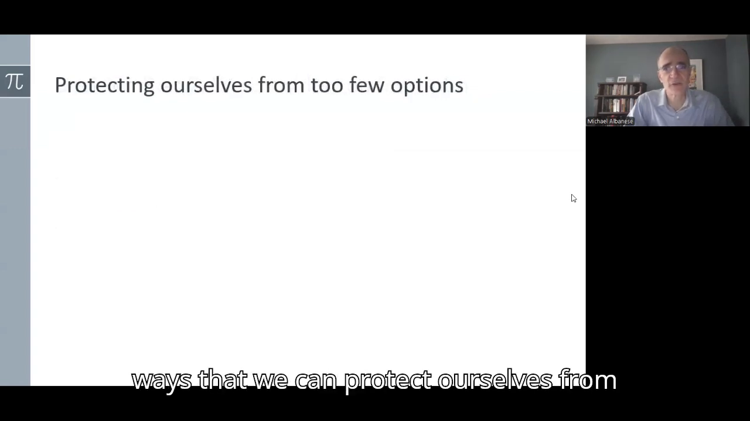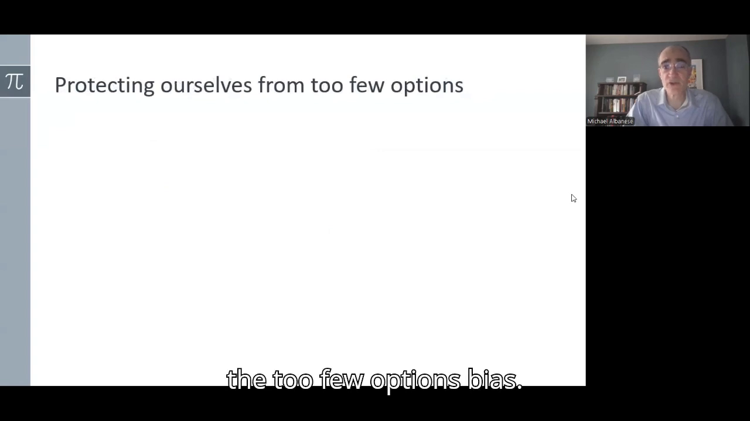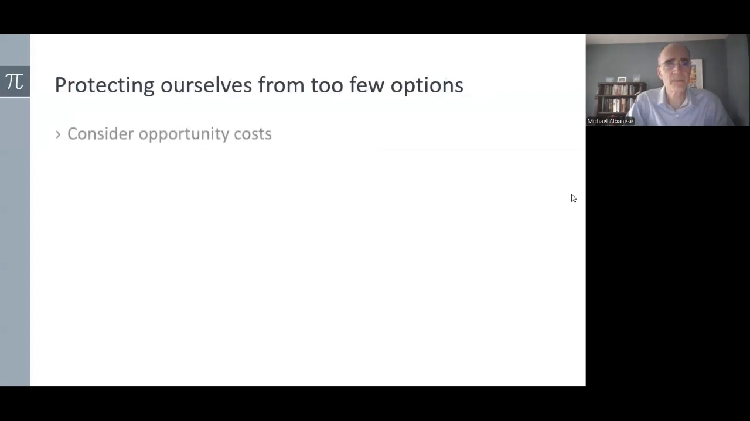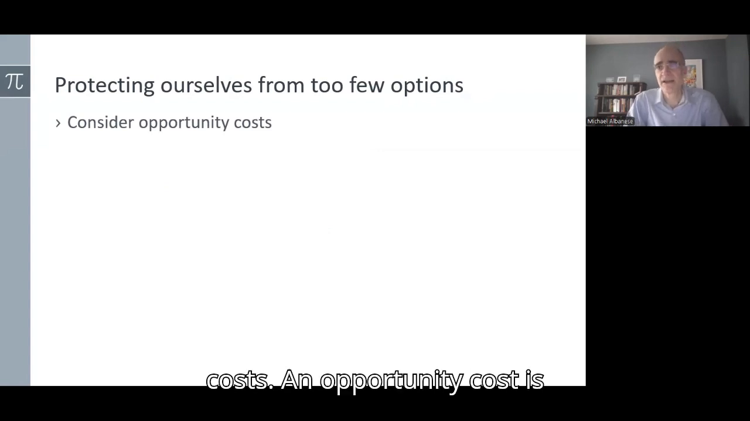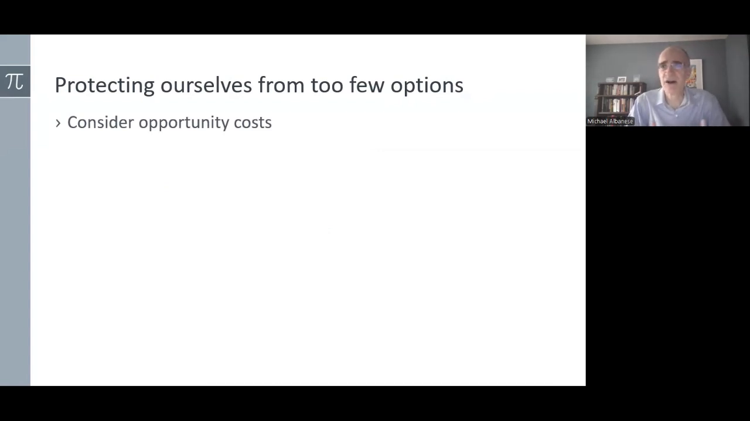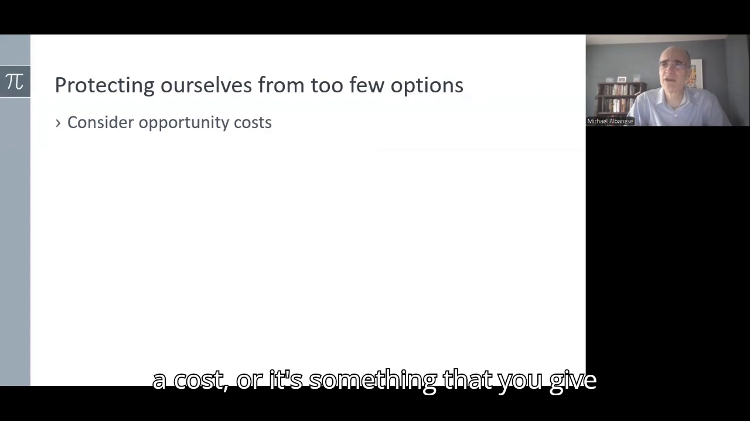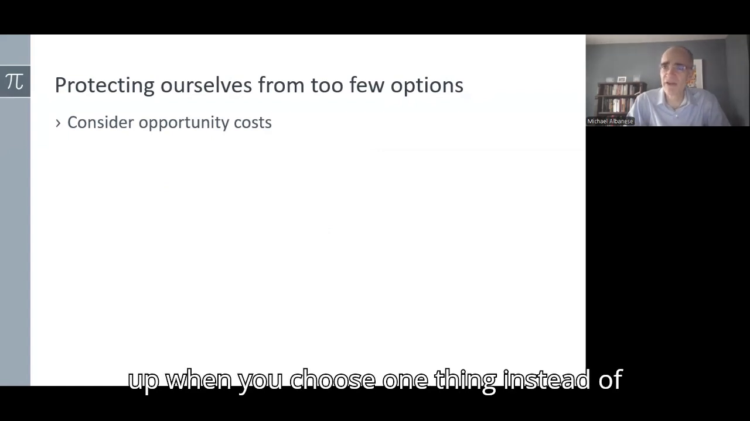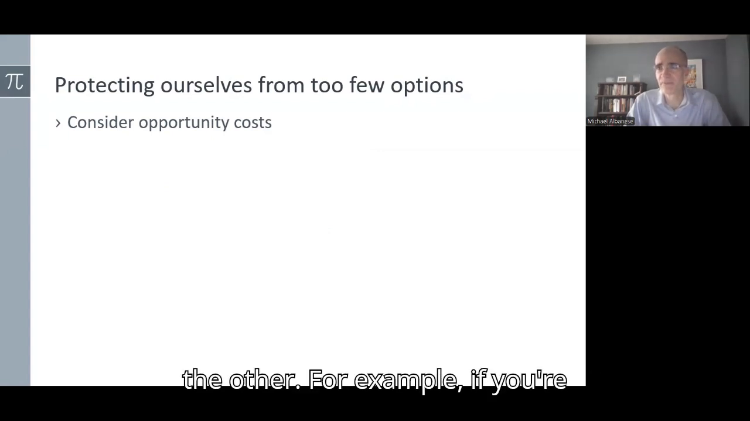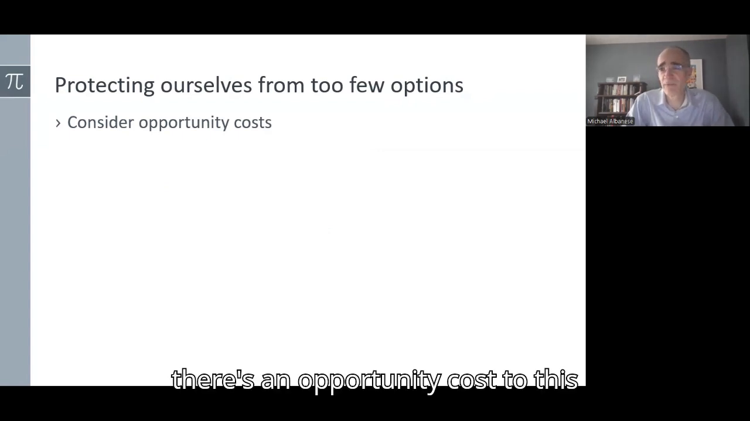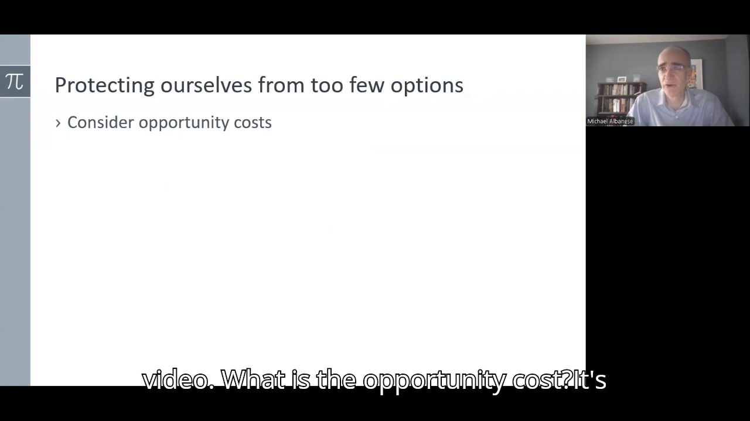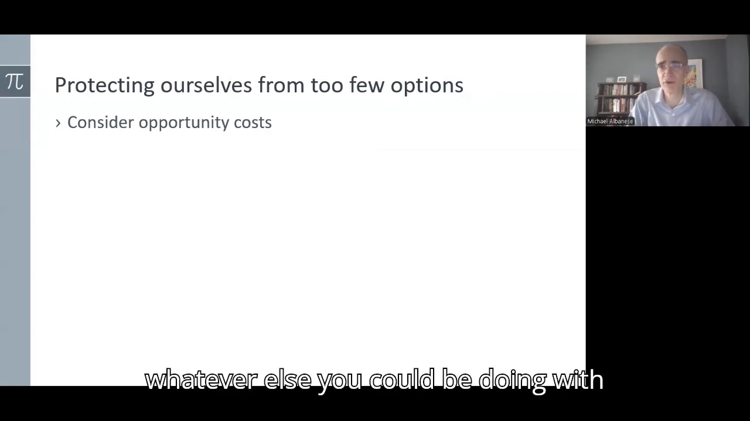So here are a few ways that we can protect ourselves from the too few options bias. Number one is we can consider opportunity costs. An opportunity cost is something that you give up when you choose one thing instead of the other. For example, if you're listening to this video right now, there's an opportunity cost to this video. What is the opportunity cost? It's whatever else you could be doing with your time.